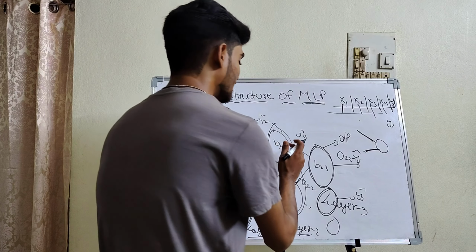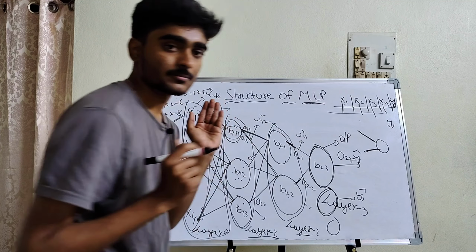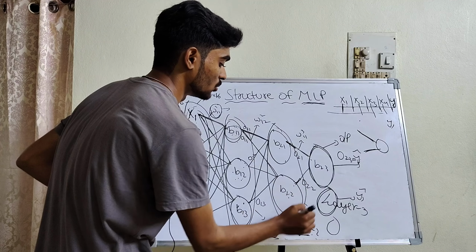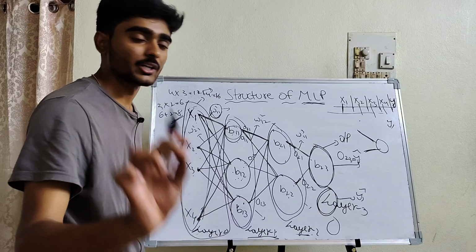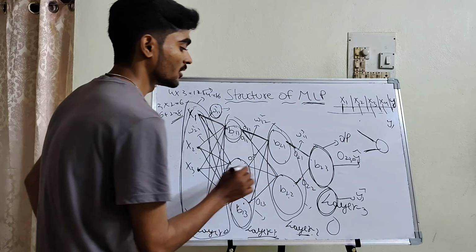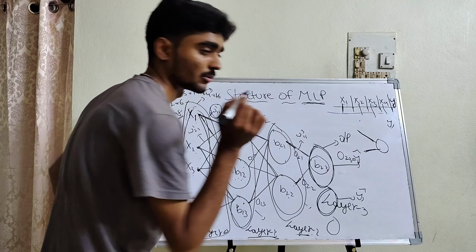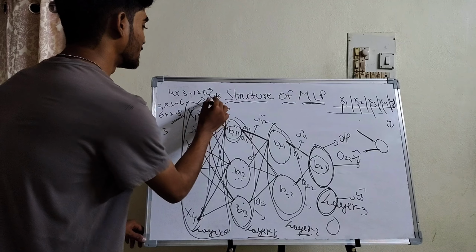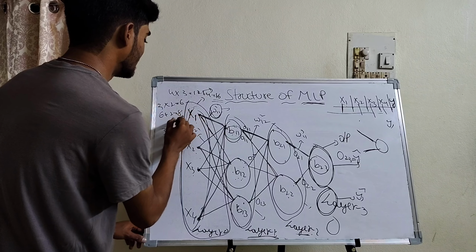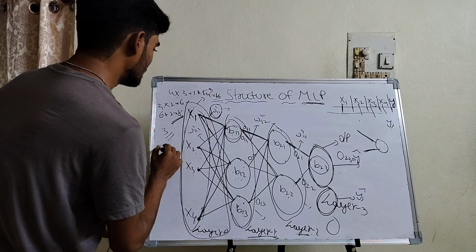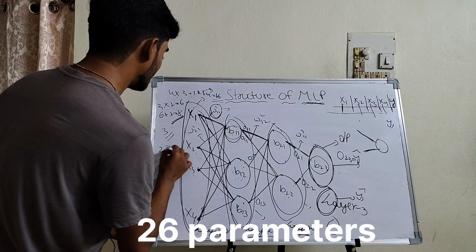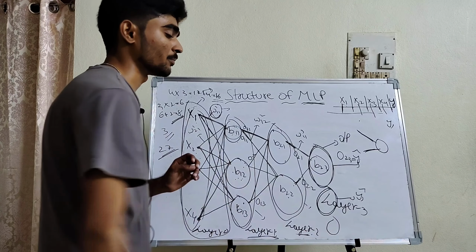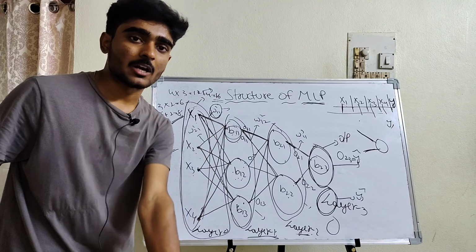Now let's see layer 2 and layer 3. Between layer 2 and layer 3 we have two nodes, and here we have one node, 2 into 1, so it comes to 2 weights, and we have a bias for this node, so total 2 plus 1, that is 3. Now the total number of parameters is 15 plus 8 plus 3, which comes to be 26. In this multi-layer perceptron we have 26 parameters.